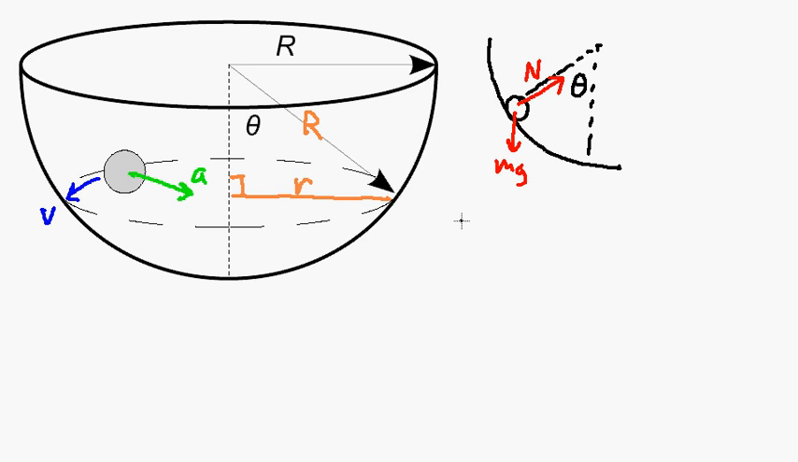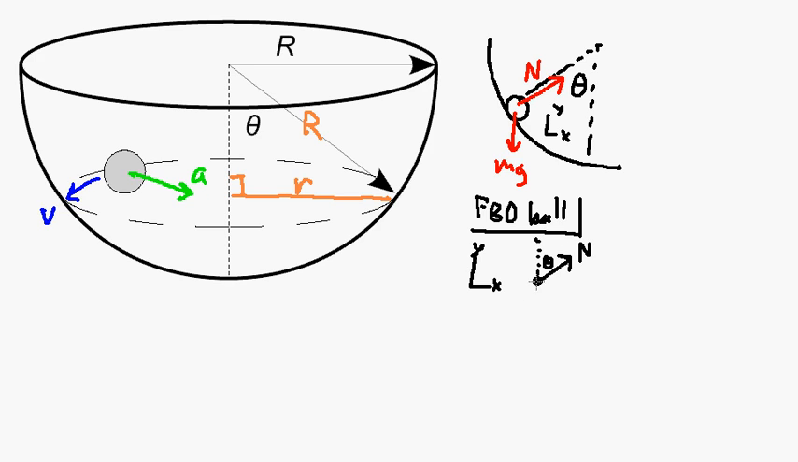So if we do a free body diagram for the ball, with the usual X, Y, okay? FBD for the ball. X, Y, and so here is our ball, there's our normal, theta, mg. Let's look at the components now. Up is N cosine theta, to the right is N sine theta, and down is mg.